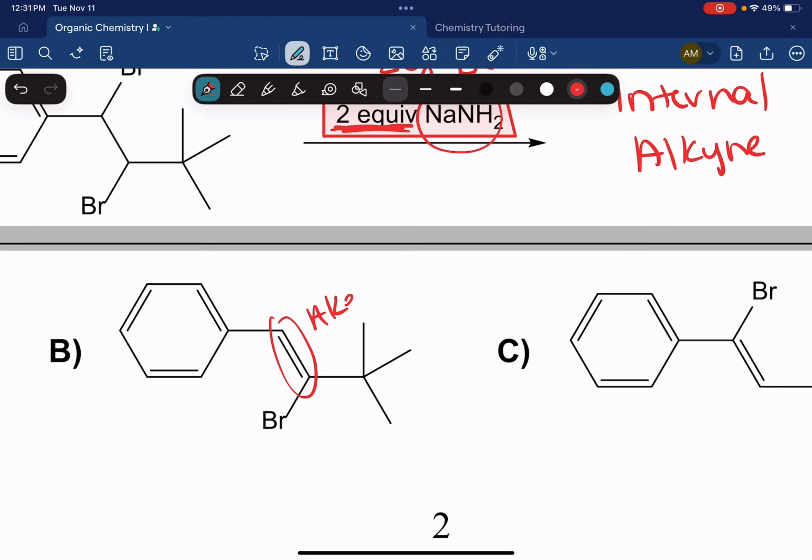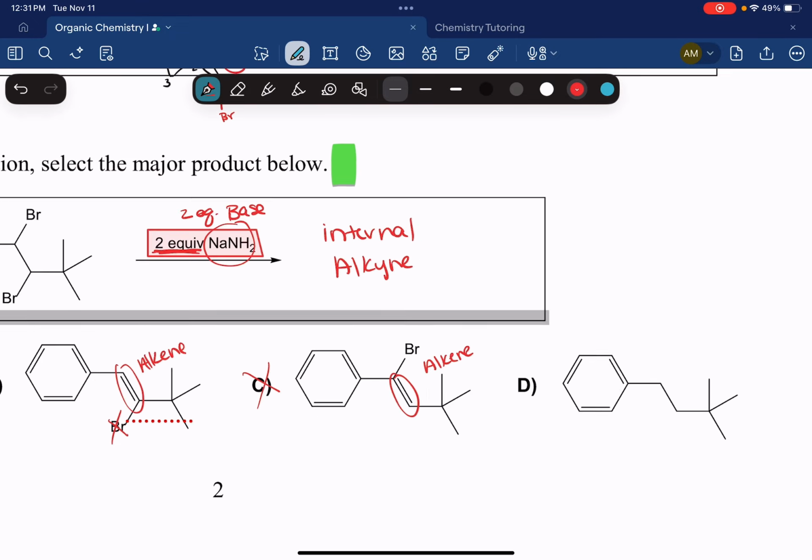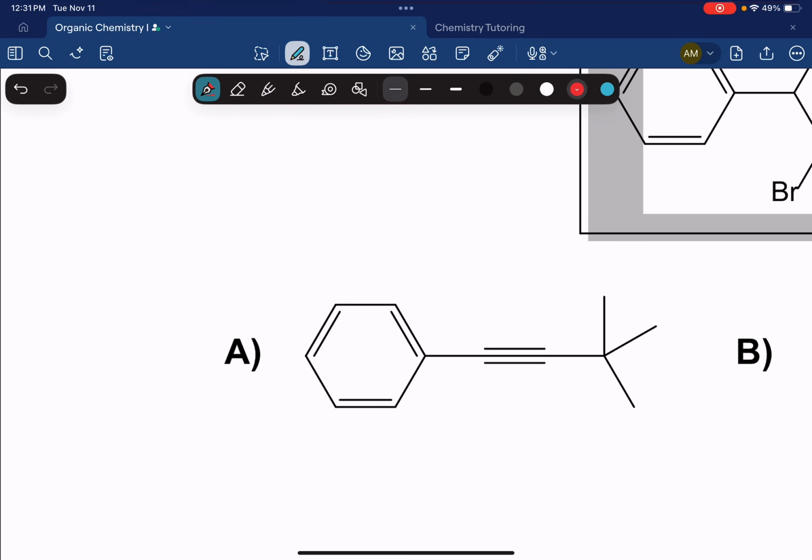Okay, so now let's look. This is an alkene. Wrong. Alkene. Wrong. Nothing. We did nothing. We just somehow ripped the bromines off and did nothing. Doesn't make any sense. Boom! Internal alkyne.